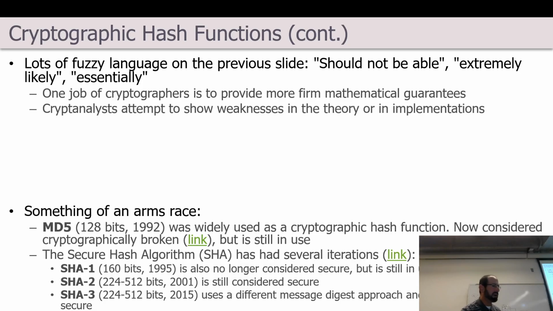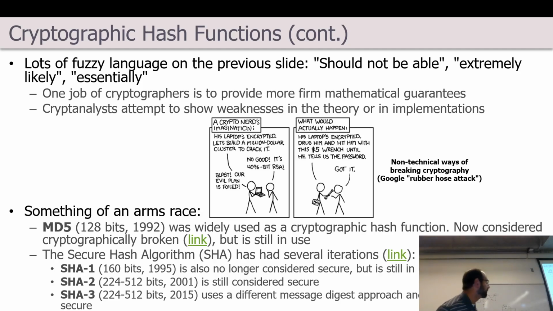But that's a lot of fuzzy language, right? Should not be able to, or is extremely likely, or should be essentially random. Those who work in the field of cryptography, at least those who work on the theoretical side, their job is to provide more of those rigorous, more formal mathematical guarantees. And then on the other side of that same coin, and really the same mathematical techniques, those who work in cryptanalysis, their job is to attempt to show weaknesses in that theory, to show that certain guarantees implied by a particular cryptographic hash function, either for mathematical reasons or for practical reasons as applied in practice, turn out to not actually be the case when implemented.